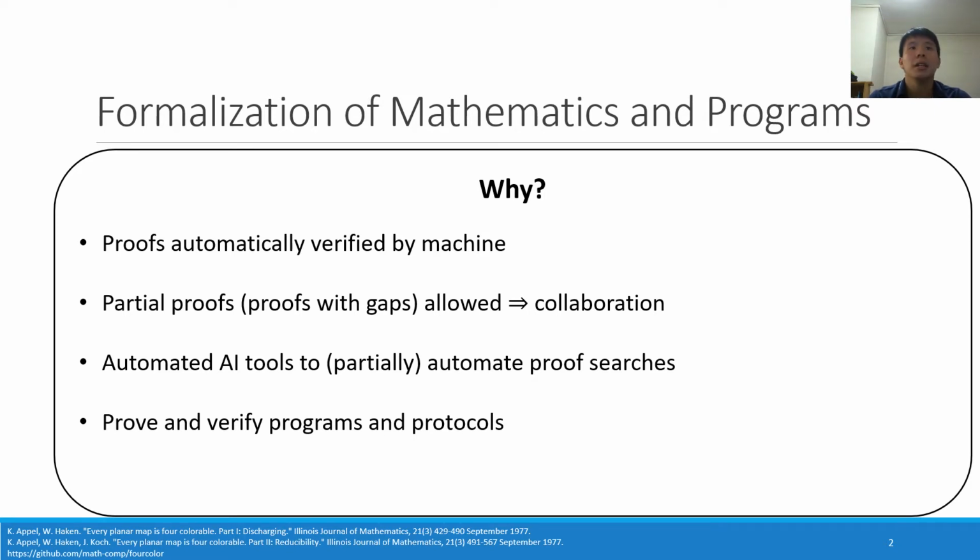Furthermore, automated AI system tools can be used to partially automate these proof searches as well. So not only humans can contribute, AI tools can be used as well. And lastly, just now in the example, what we have shown is the formalization of mathematics. However, proof assistants can be used to prove and verify software, computer programs, and blockchain protocols as well.